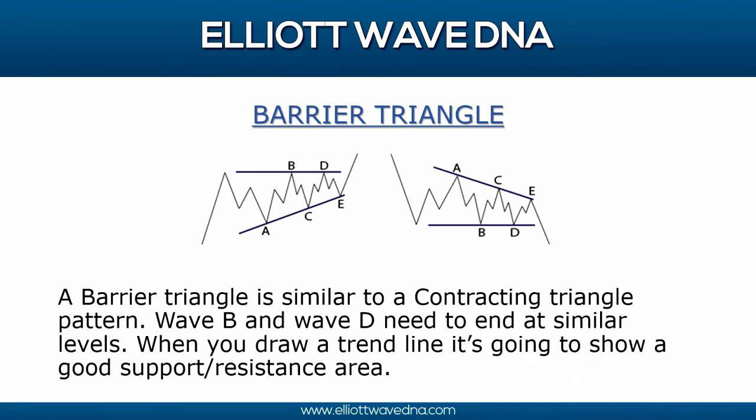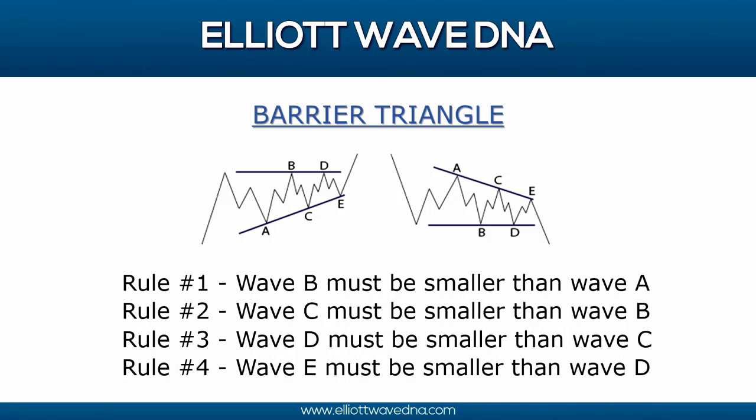Barrier triangle is similar to a contracting triangle pattern. Wave B and wave D need to end at similar levels. When you draw a trend line, it's going to show a good support or resistance area. Again, we have similar rules. Wave B must be smaller than wave A, wave C must be smaller than wave B, wave D must be smaller than wave C, wave E must be smaller than wave D.